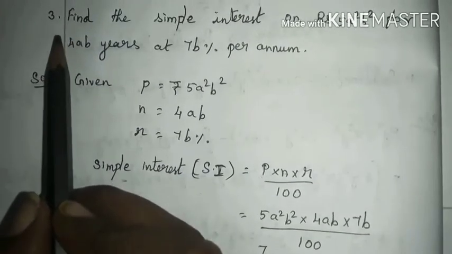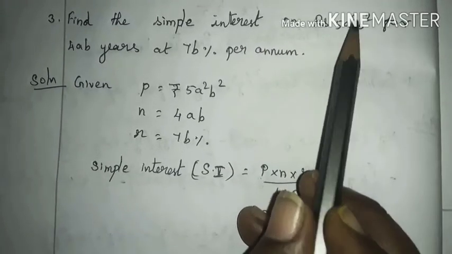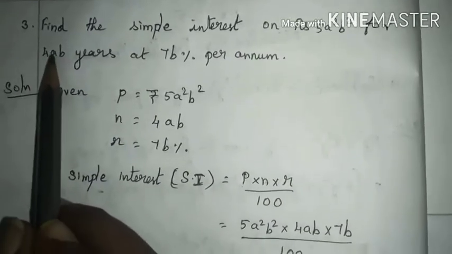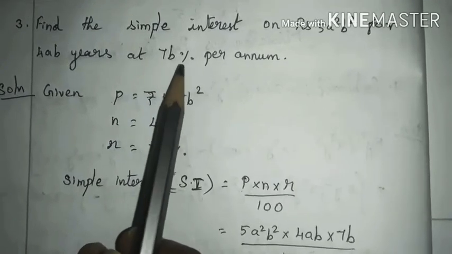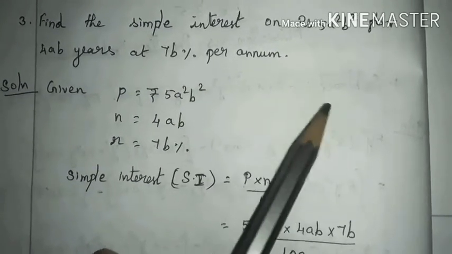find the simple interest on rupees 5 square a square for 4AB years at 7B percent per annum.